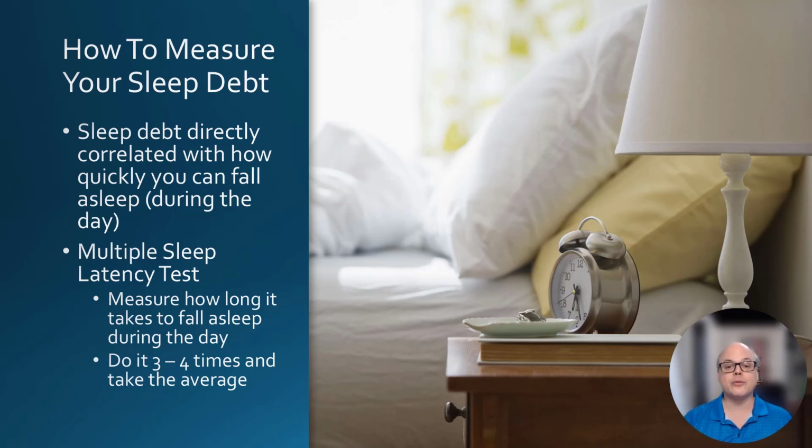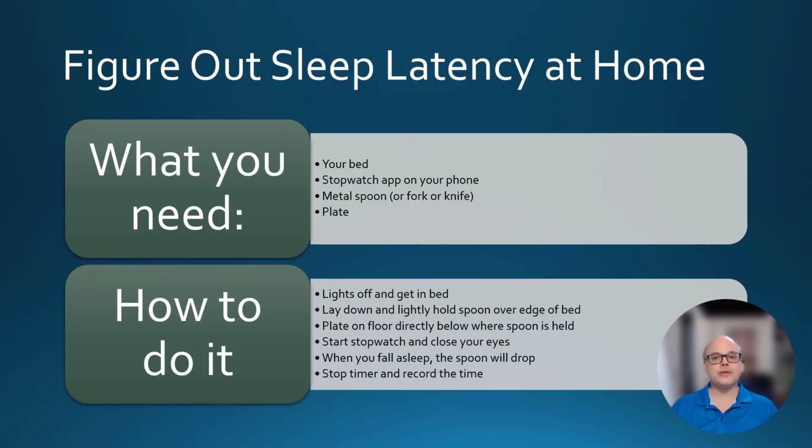Okay, so how do you do this by yourself? Because obviously, if you're trying to time yourself to see how long it takes to fall asleep, you're going to fall asleep and you're not going to wake up to see how much time it took. So, how do we do this at home by ourselves? Of course, you're going to need a comfortable place to lie down to sleep, preferably your bed or couch or wherever you normally sleep. You're also going to need a stopwatch to measure the time. The one on your phone works just fine. And you'll also need a metal spoon and a plate. Now, you might be asking, what? Well, this is going to be your alarm for when you fall asleep.